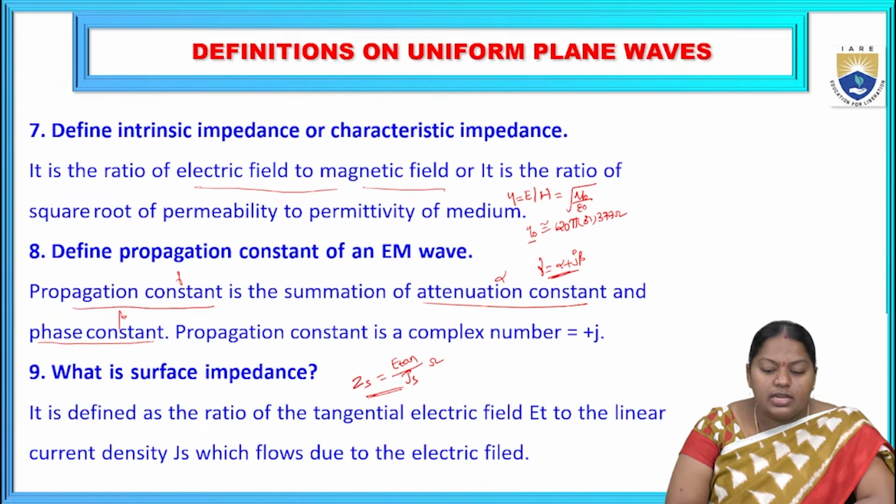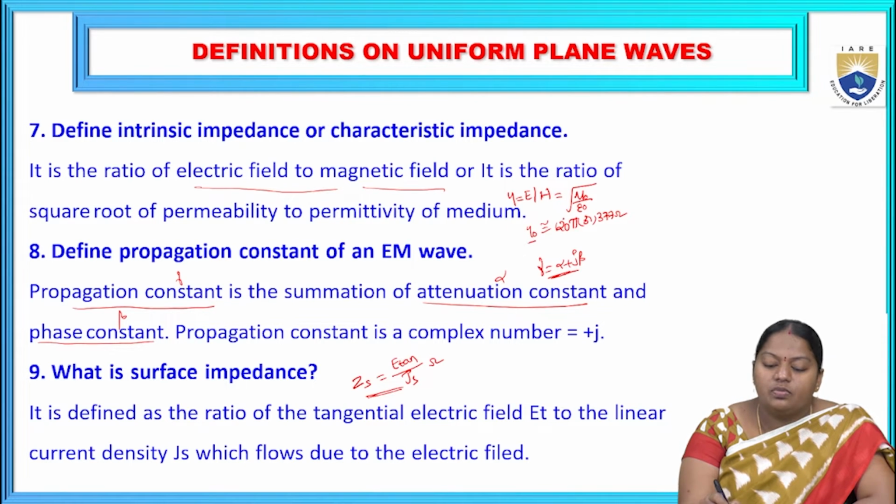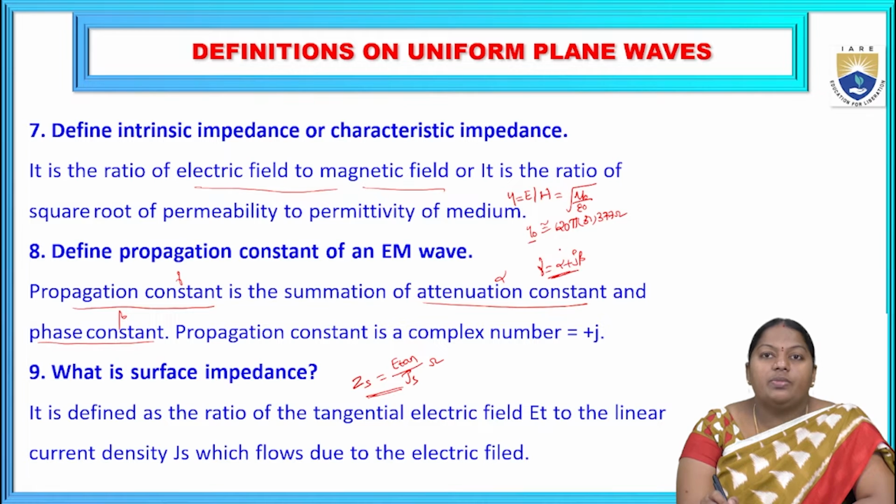Definitions in uniform plane waves: the intrinsic impedance or characteristic impedance is denoted by eta, and it is defined as the ratio of the electric field strength to the magnetic field strength, or sometimes as the square root of permeability to permittivity. It is given by eta equal to E by H, which is equal to root of mu naught by epsilon naught for a free space medium, where the permeability and permittivity are represented with mu naught and epsilon naught.